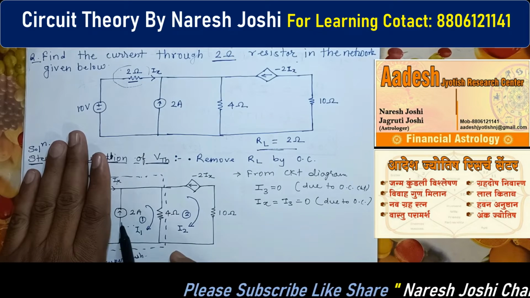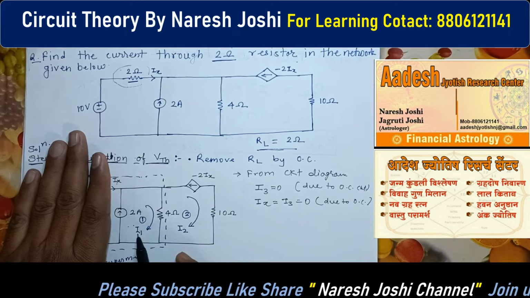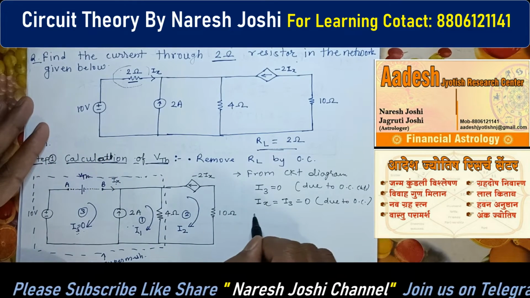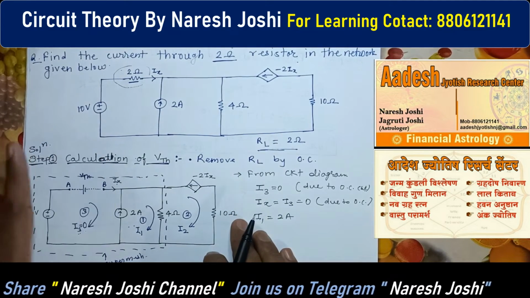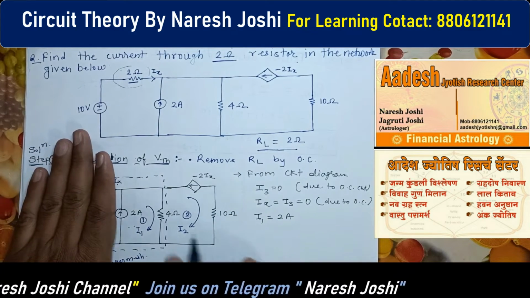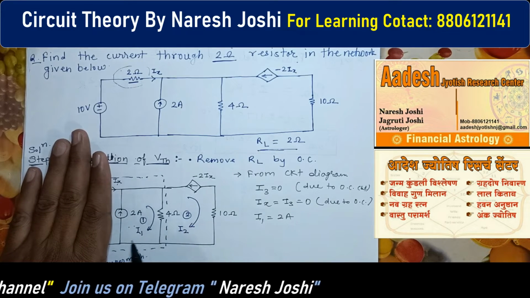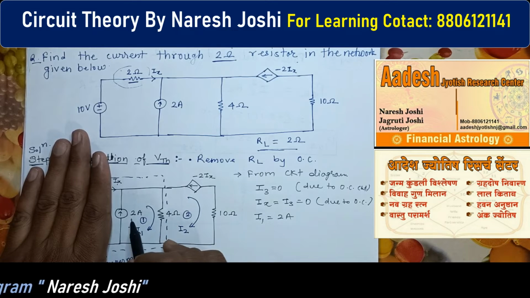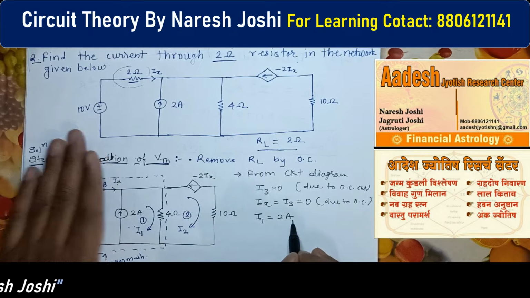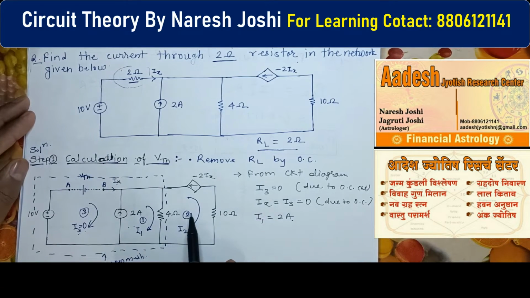So which current remains in this mesh 1? Only I1. So I1 equals to what? I1 equals 2 ampere. If you remove this open circuit, then we have only I1 passing through mesh 1, and only one current source is present here, so we can directly write this is 2 ampere.